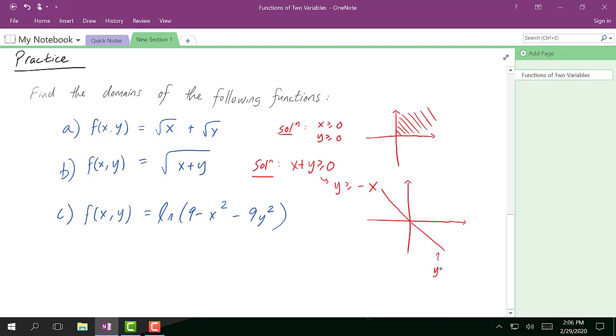Again, this is y equals negative x. And since my inequality is greater than or equal to, it's all points that are going to lie above this line. So you get this sort of half plane here, all of which are points that I could plug into my function in part B.